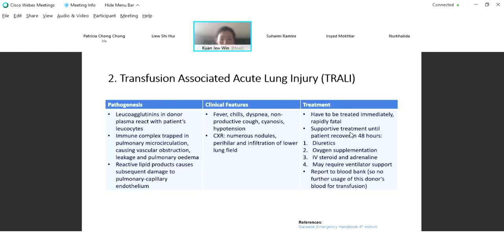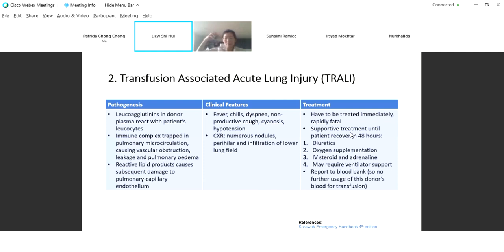So the next one is transfusion-associated acute lung injury. It happens when the leukoagglutinin in the donor plasma reacts with the patient's leukocytes. So it will lead to the formation of immune complexes that become trapped inside the pulmonary microcirculation, further causing vascular obstruction and also leakage, and pulmonary edema happens.